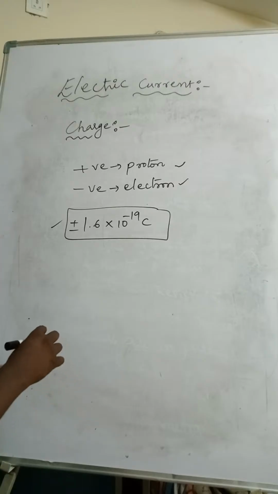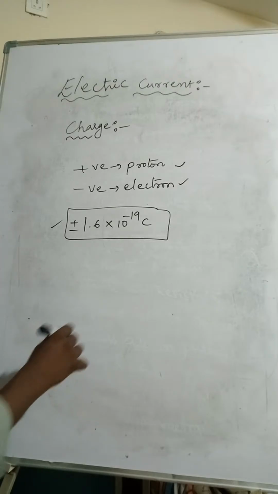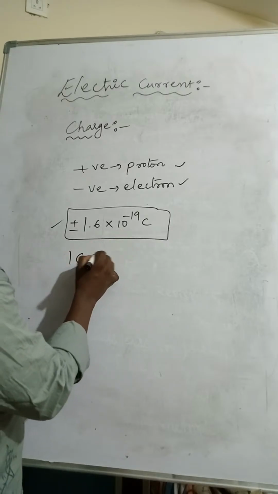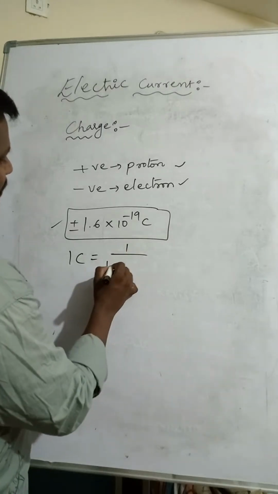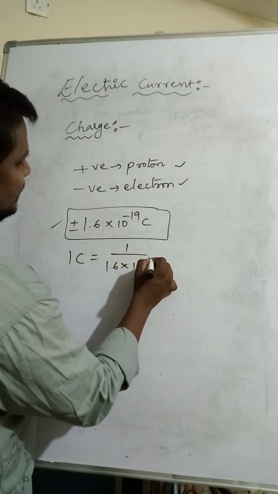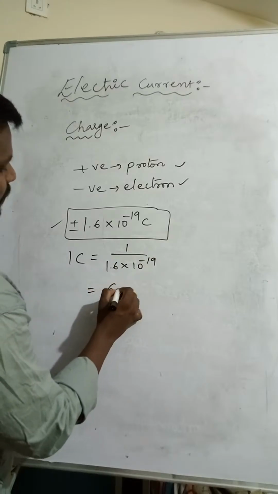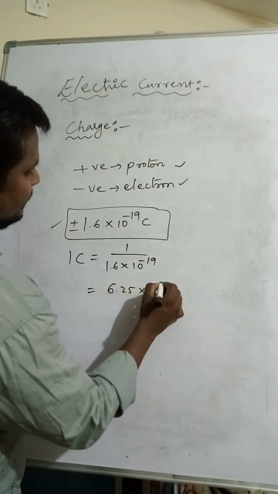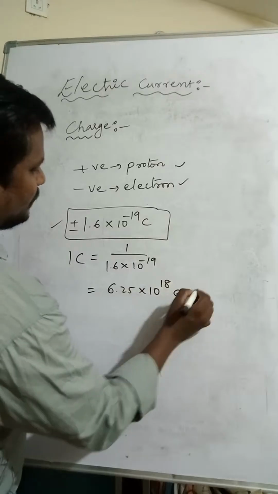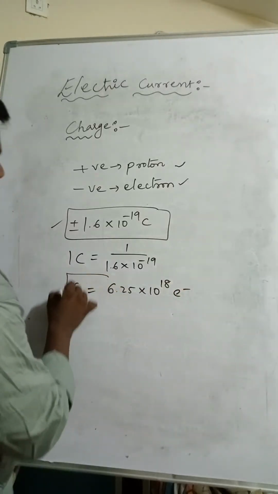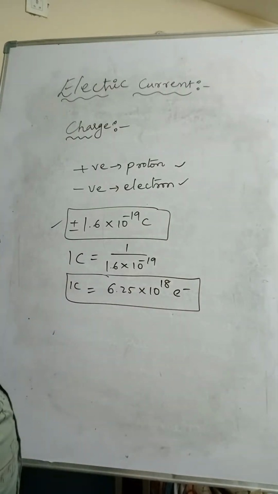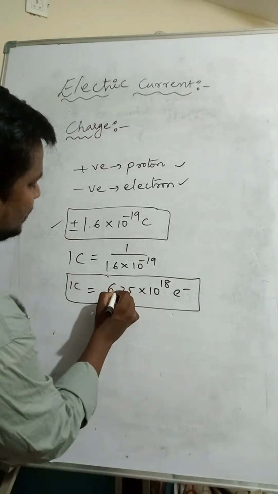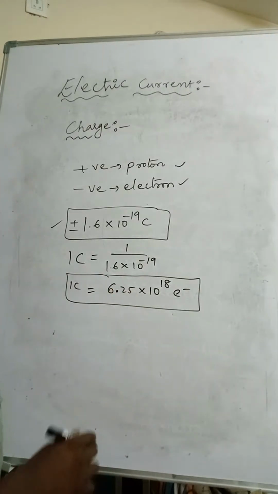So we can take 1 coulomb equal to... in 1 coulomb, how many electrons are present? Dividing by 1.6 into 10 power minus 19, that is nothing but 6.25 into 10 power 18 electrons in 1 coulomb of charge. In 1 coulomb of charge, this many electrons are present: 6.25 into 10 power 18 electrons. This is very, very important, so keep these two points in mind.